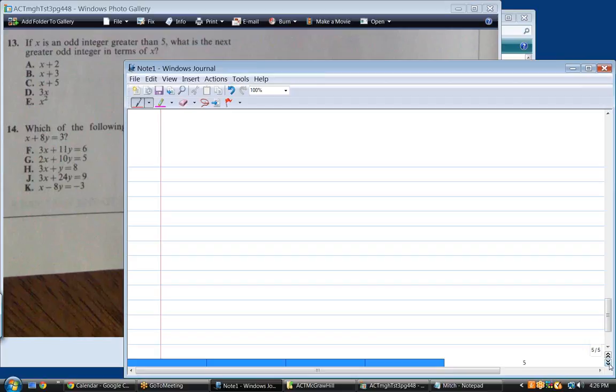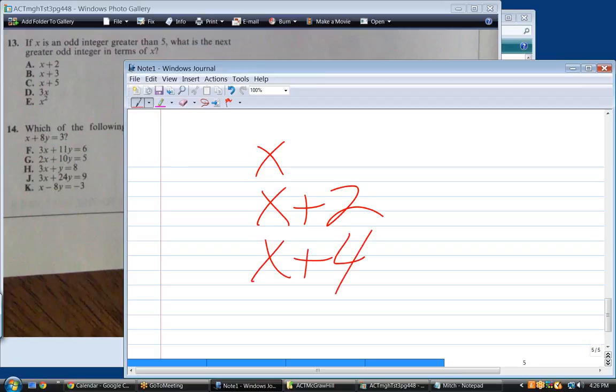The ACT test has a lot of questions based on what I call number theory. Okay? If I say I have 3 consecutive even numbers, I can write them as x, x plus 2, and x plus 4, right? If I say I have 3 consecutive numbers, I can write them as x, x plus 1, x plus 2.